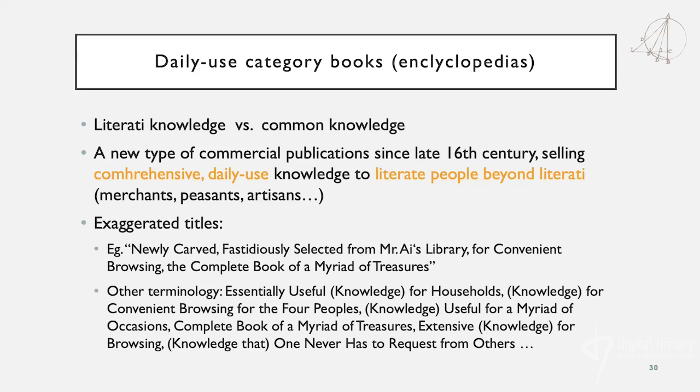So some commercial publishers started to publish these so-called daily use category books or daily use encyclopedias for this group of people. And they very often have exaggerated titles, like very long: newly carved, the latest, most up-to-date, fictitiously selected from Mr. I's library. Whoever knows who Mr. I is, but that is someone that people can get an impression of, and then, oh, there is a fantastic library. And this knowledge within the book is selected from there. And this knowledge is convenient for browsing, and complete with a myriad of treasures. So you must buy it.